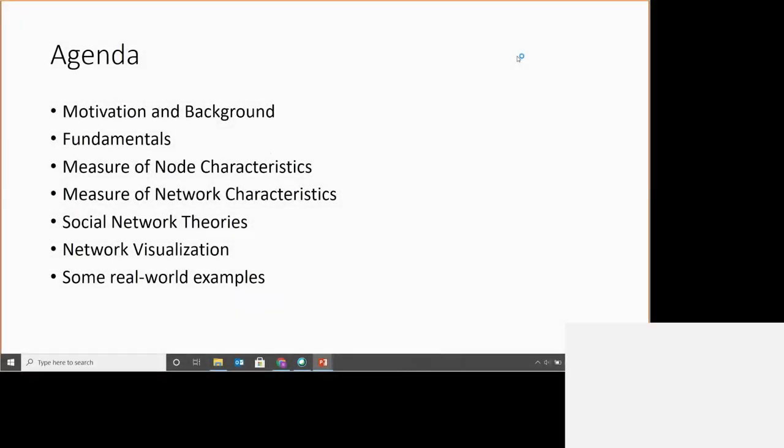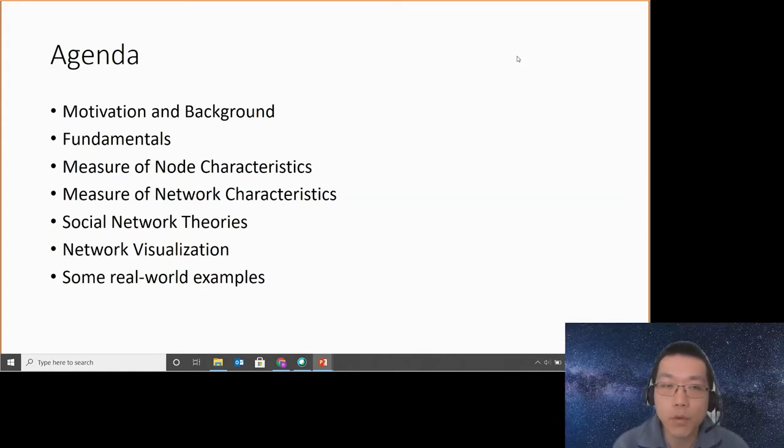All right, so the agenda for today is first we'll talk a little bit about some motivation and background for social network analysis. And then we'll introduce some fundamentals or the basic languages in SNA, or social network analysis, so that everyone's on the same page. Then we'll cover some common measures of the node characteristics in SNA, or some common measures for network characteristics in SNA. And social network analysis is also about a set of theories, so we'll cover some of that as well. And finally, if we have time, we'll cover some issues in network visualization and give you some real-world examples of how SNA can be used in mHealth and social media research.